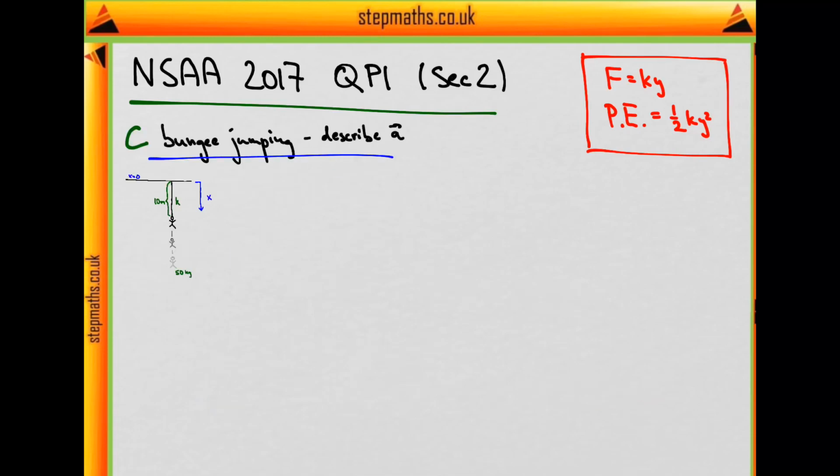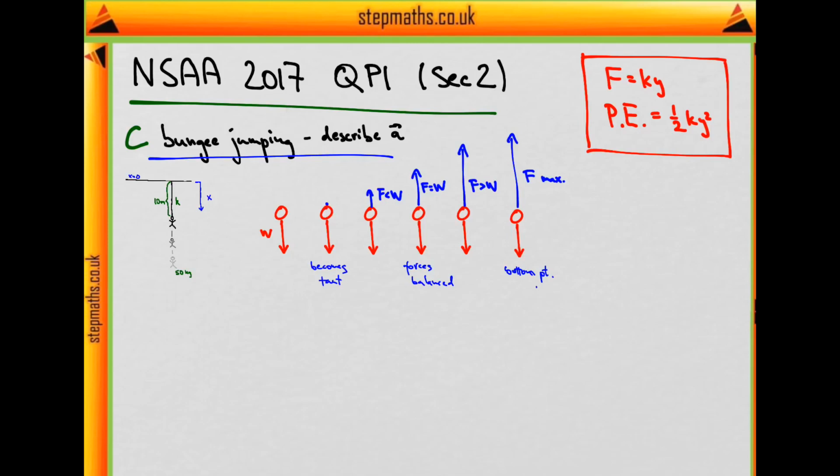From section C onwards, Alice decides to go bungee jumping. In section C itself, we are supposed to describe her acceleration from the point when she jumps off the bridge until she reaches the bottom of the motion. So let me draw the force diagrams at 6 different times. The weight is the same at all 6 points. However, the force from the spring, here, F, changes.